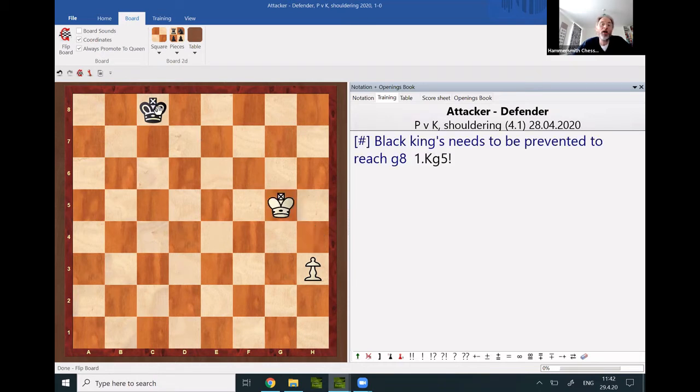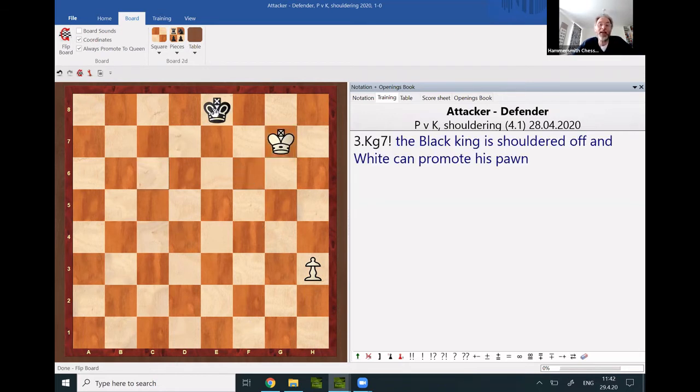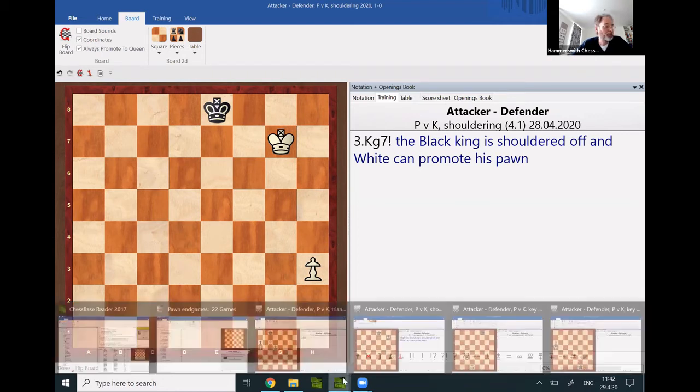So king g5, king d7, and now you don't advance your pawn because black would be able to reach g8 or h8, which would mean a draw, but you shoulder off black's king. Even now h4 would only draw, so you shoulder off the king. The king cannot pass this path, cannot reach g8 and h8, and now white's pawn will be promoted.